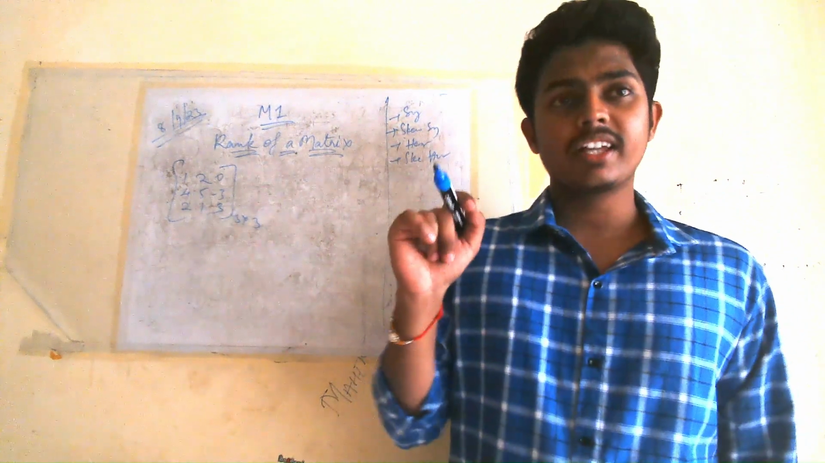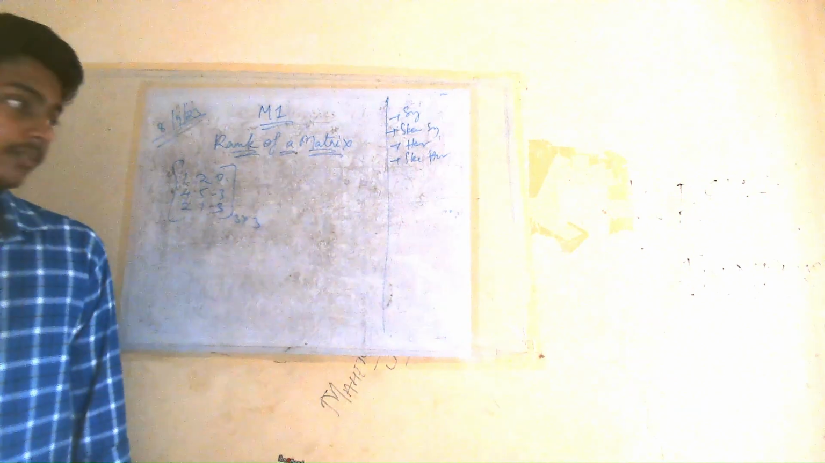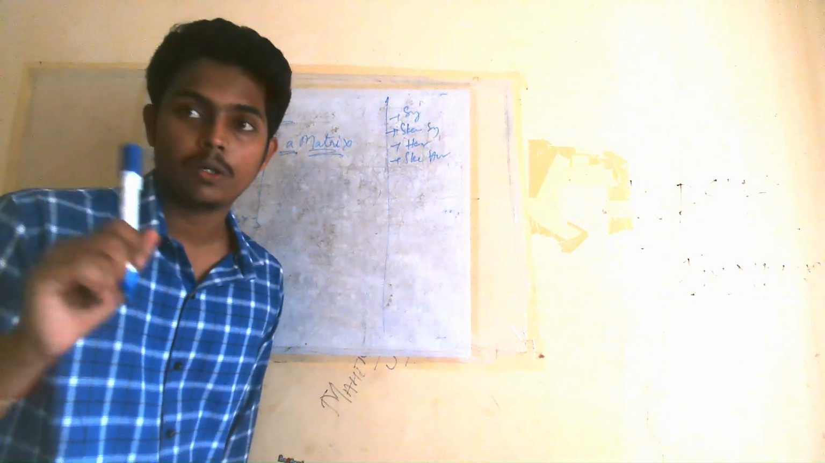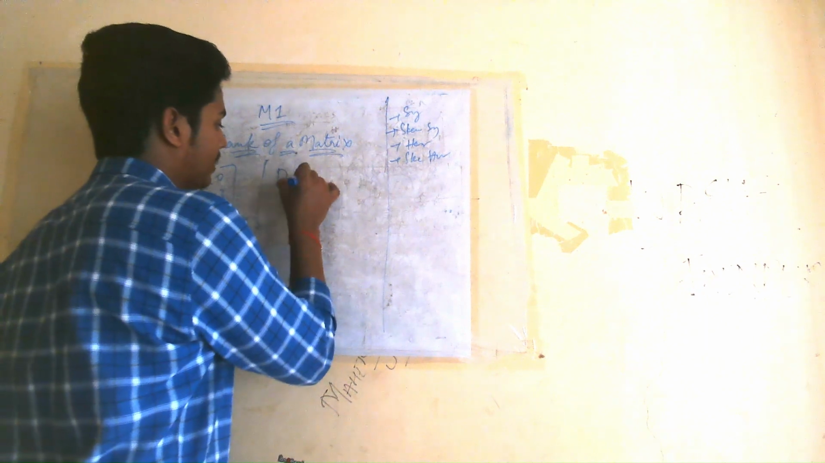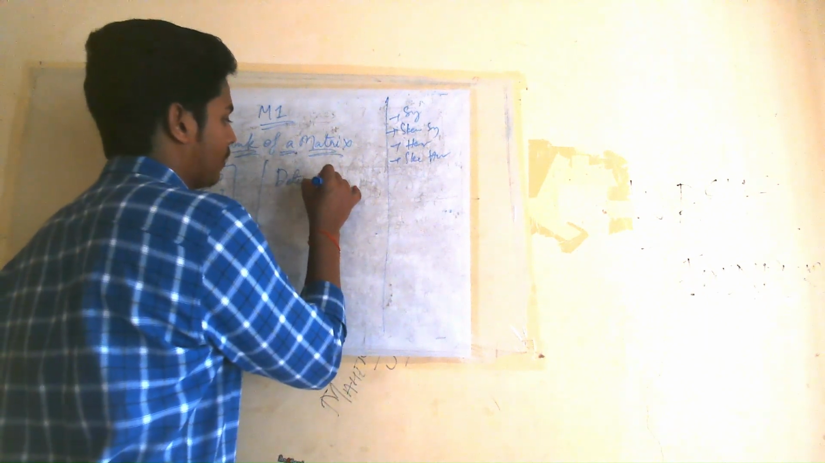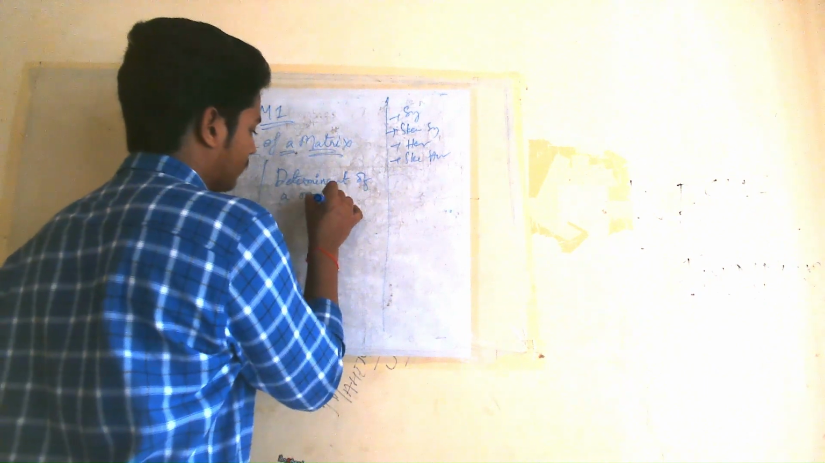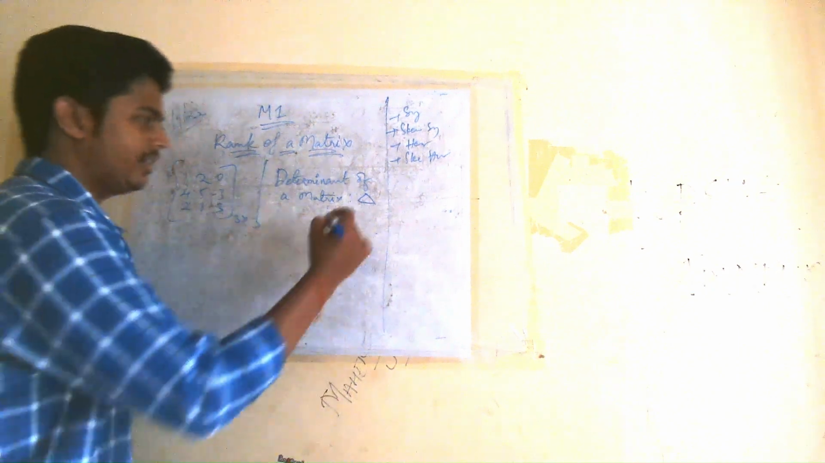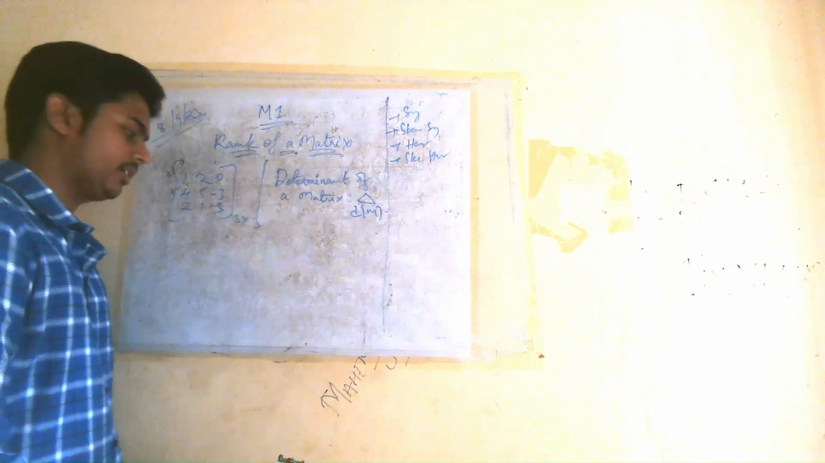Before telling you what is meant by the rank of a matrix, I want to explain a small topic called the determinant of a matrix. The determinant of a matrix is denoted by delta, or you can write D of matrix, depending on your textbook representation.